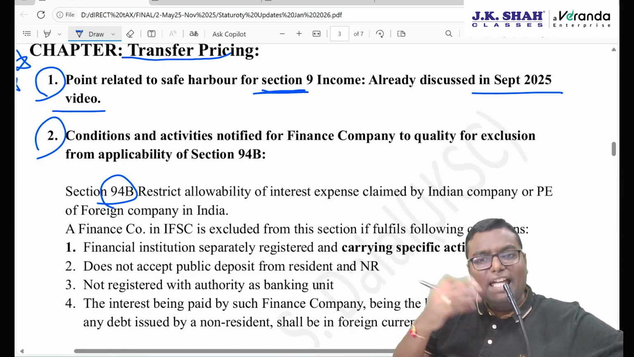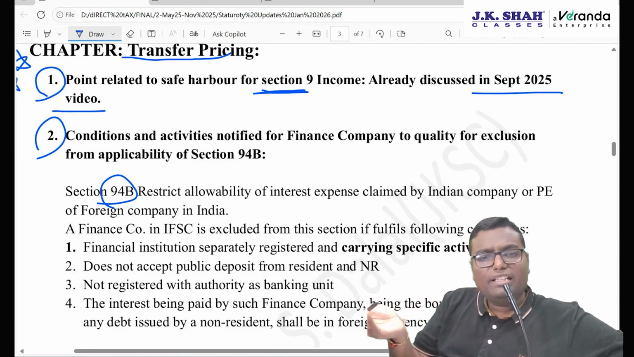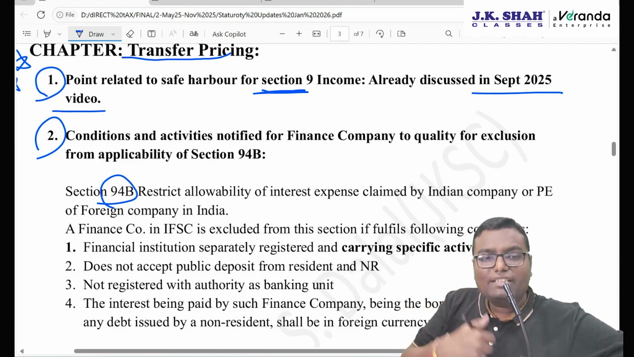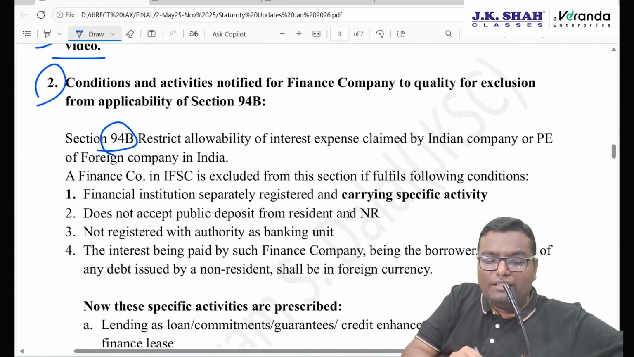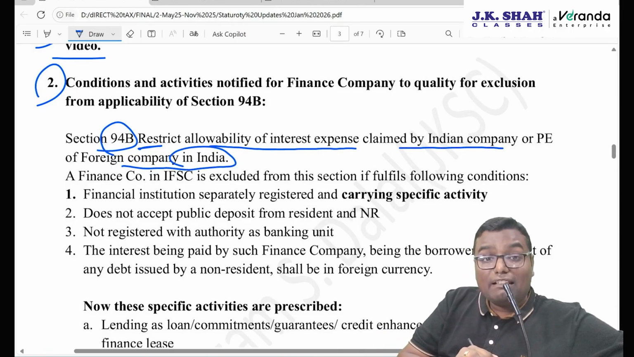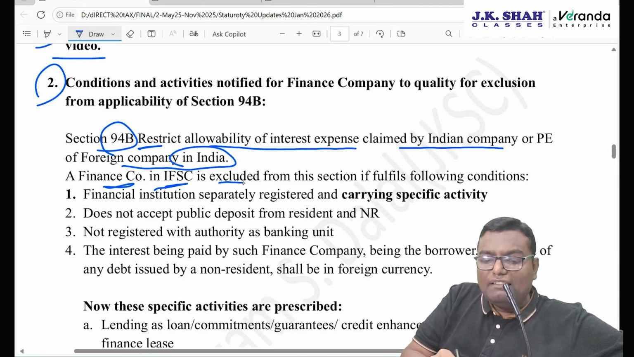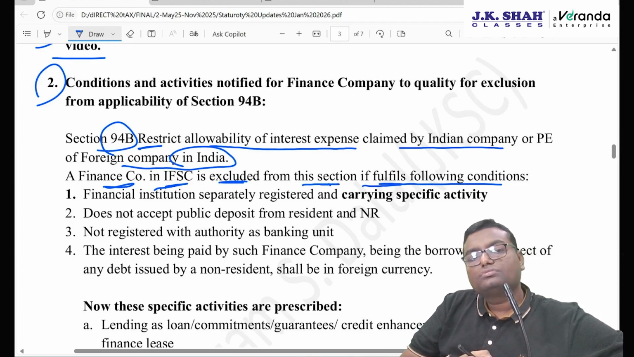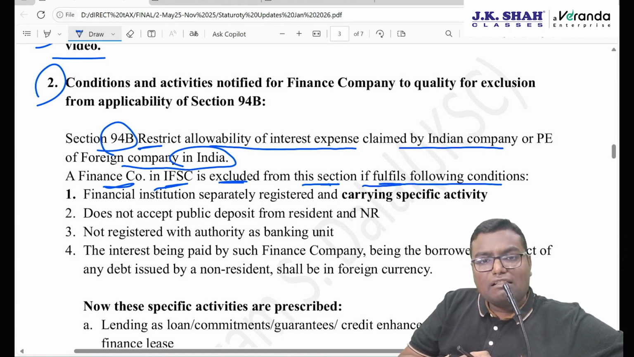And that excess interest will be carry forwarded. That can be allowed in the subsequent year if the interest expense is lower than 30% of EBITDA. So 94B basically restrict allowability of interest expense claimed by Indian company or permanent establishment of a foreign company in India. But there is one exception. That exception was given by the budget issued on 23rd July 2024. A finance company which is in IFSC, that is Gift City, is excluded from this section if it fulfills the following conditions.